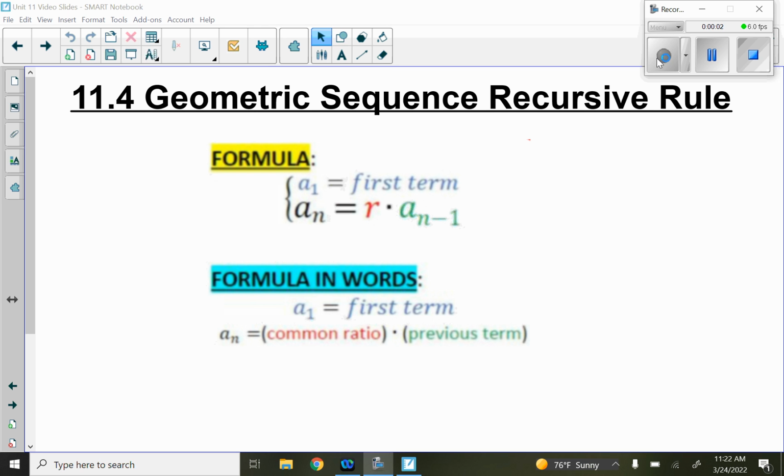In 11.4, we're looking at our geometric sequence recursive rule. So once again, you want to make sure you have this formula down. If A1 is our first term, then A sub n equals R times A sub n minus 1. In words, A1 is our first term, and A sub n equals the common ratio times our previous term.